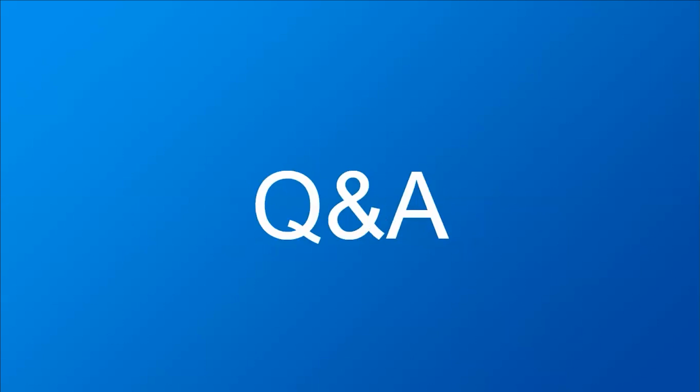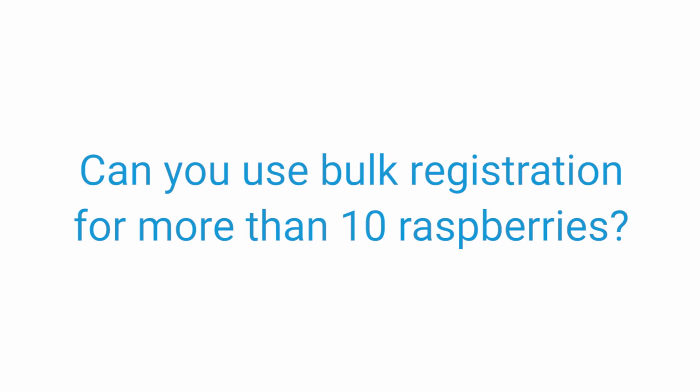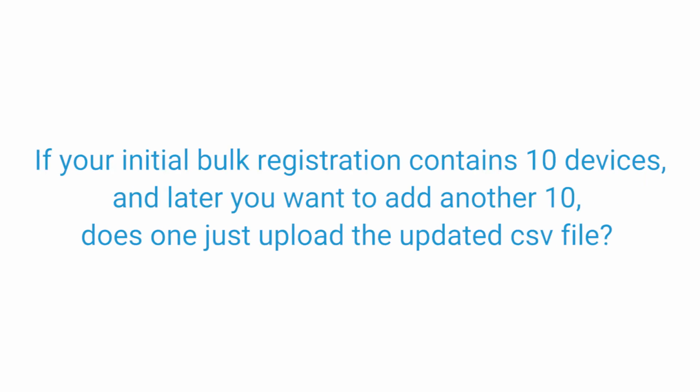I'm going to see if we have any questions that came in. Let's see. Can you use bulk registration for more than 10 Raspberries? The answer is absolutely. I think the limit of how many devices that you can put into a single CSV file is 1,000. If your initial bulk reg contains 10 devices and later you want to add another 10, does one just upload the updated CSV file?